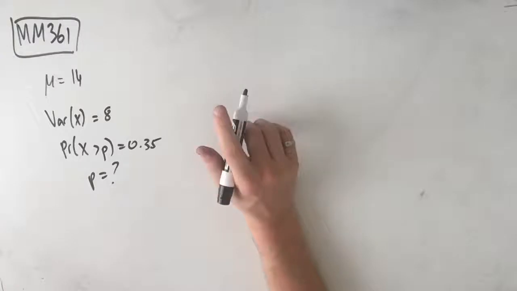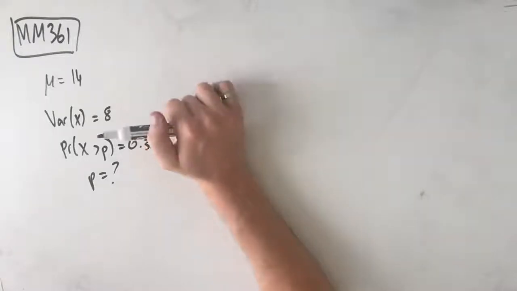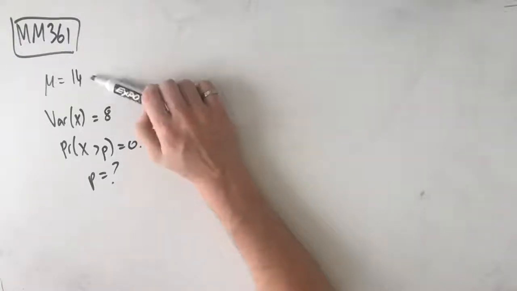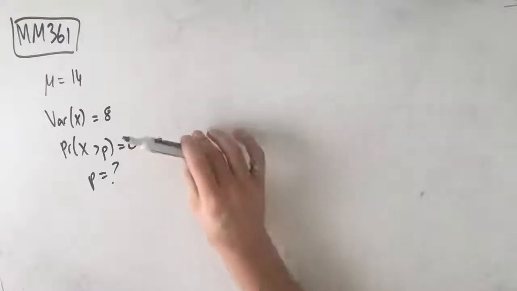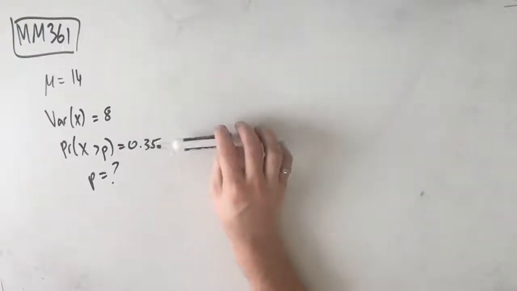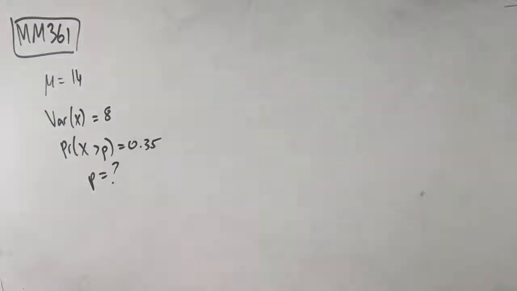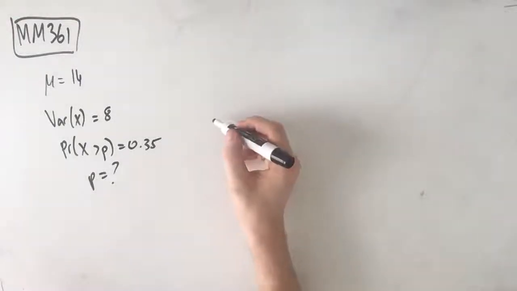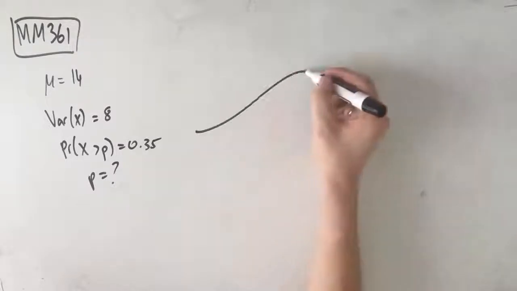So I've got this question: the continuous random variable x follows a normal distribution with mean 14 and variance 8. For a number p, the probability that x is greater than p equals 0.35, and we need to find the value of p. Awesome. So the easiest way to visualize this is by, again, drawing a diagram.